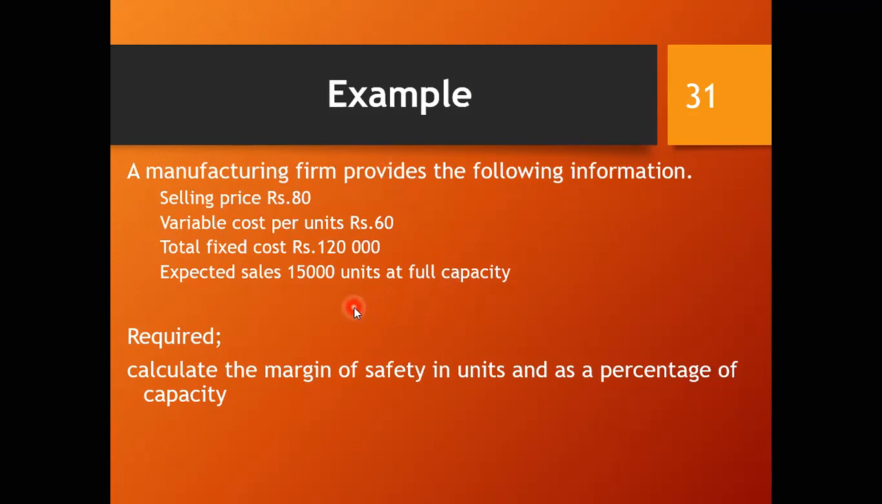Again, I summarize: the starting point of finding the margin of safety is to determine the break-even point. Break-even point here is 6,000. So therefore, margin of safety is the difference between your current level and break-even level. That is 9,000. Then you can say your margin of safety is 9,000 units. Or you can say it is 9,000 into 80, this much value. Or as a percentage, 9,000 divided by 15,000. Or in terms of profit, 9,000 into 20, 18,000. That is profit. In 4 ways you can express your margin of safety.